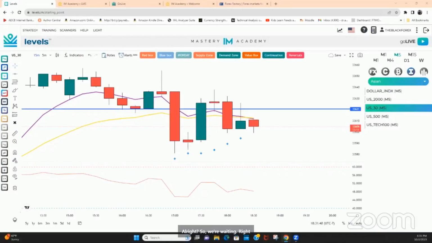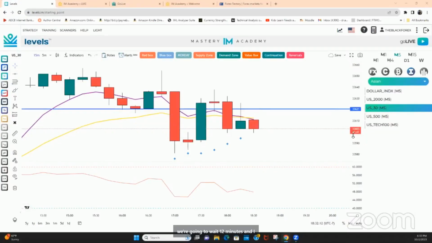All right. So we're waiting right now, US 30. We're on M5, 15-minute chart. We got a red candle. We just want this candle to close. That's all. Because let me tell you something, you get in this trade now and it shoots back up in 15 minutes, you're going to be very upset with yourself. Discipline, proper risk management, humility.